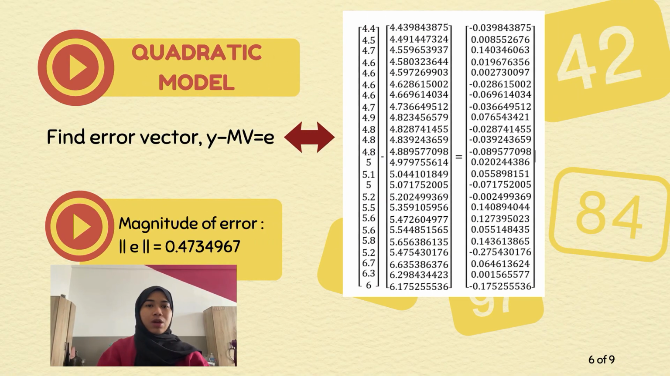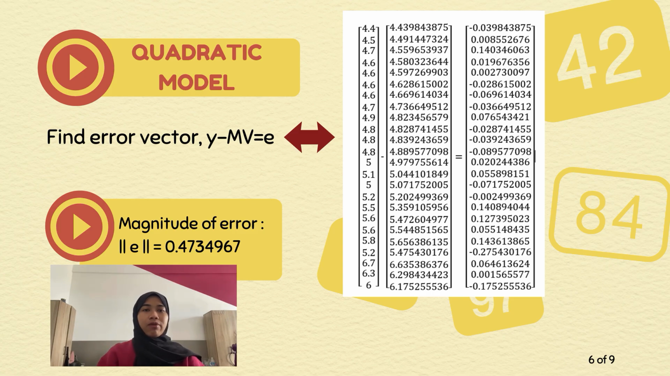Now, let's look at the quadratic model. Similar to the linear model, we again compute the error vector, which measures how far the model's predictions are from the actual data. The formula remains the same: y minus Mv equals e. The table on the right shows the error values for each data point under the quadratic model. Each row compares the actual value y, the predicted value from the quadratic model, Mv, and the resulting error, which is in the last column. These errors are generally smaller compared to the linear model.